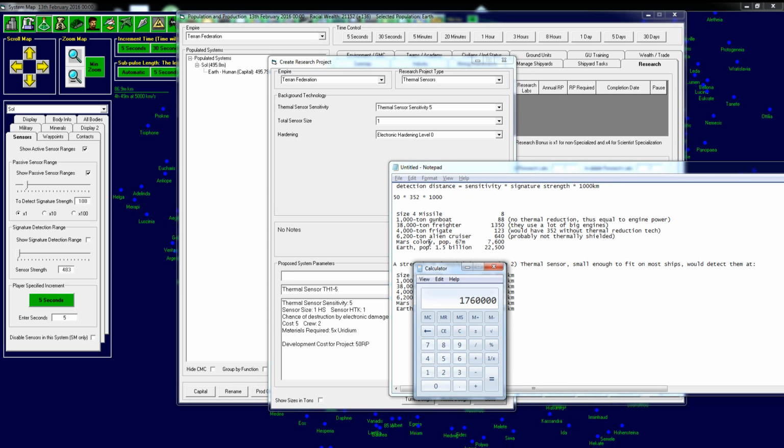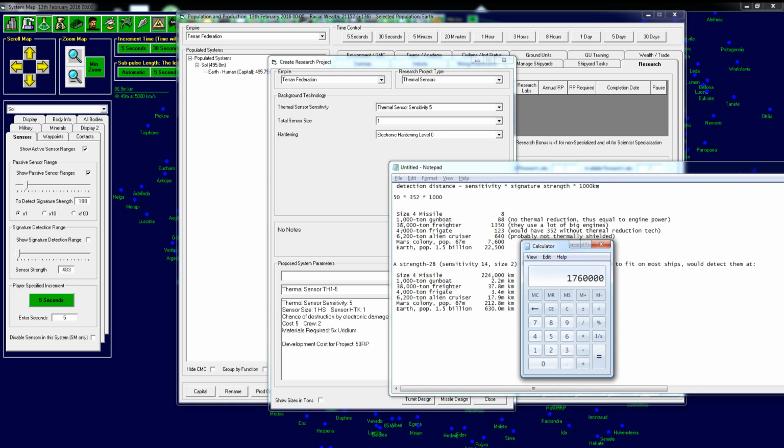This number doesn't seem all that nice when we look, for example, at a size 4 missile, which has a signature strength of 8, because then you would have 5 times 8 times 1,000. So you would detect a size 4 missile 40,000 kilometers before it hits you. This is something that almost any missile can travel within the 5-second increment. So yeah, it doesn't really help all that much against missiles, at least in the beginning.